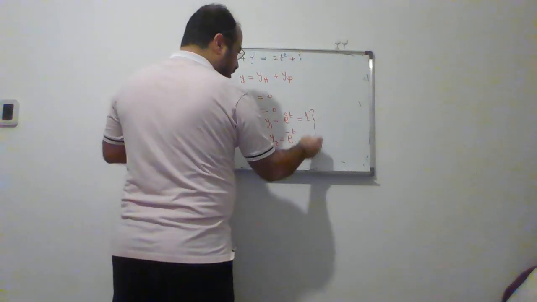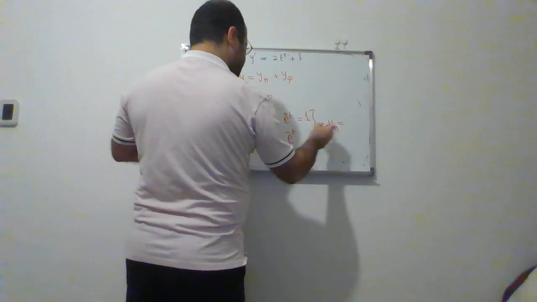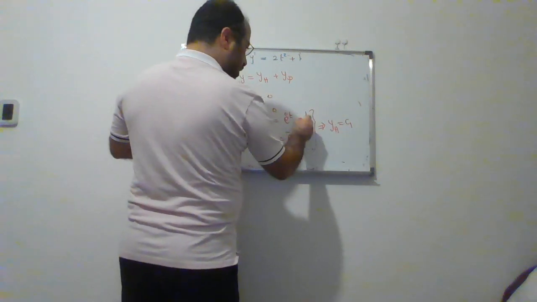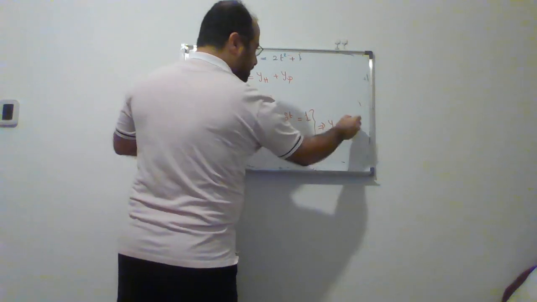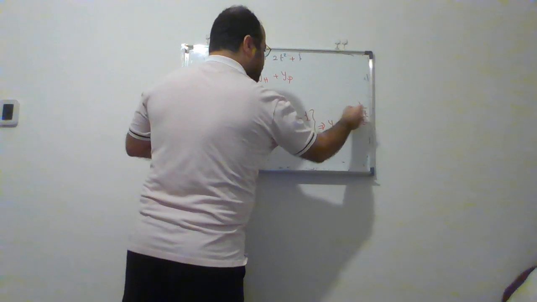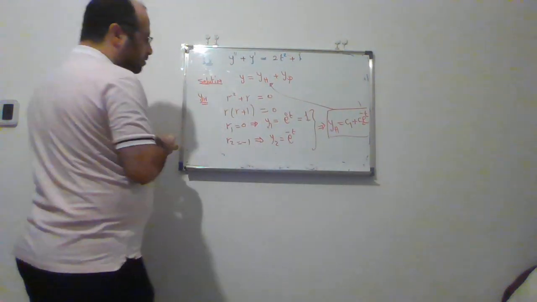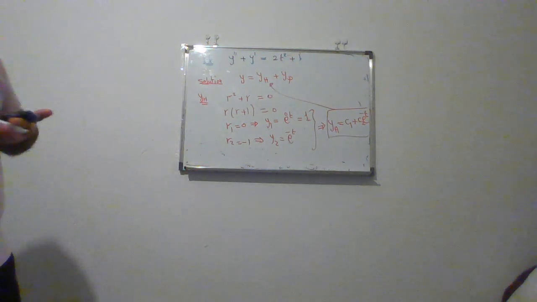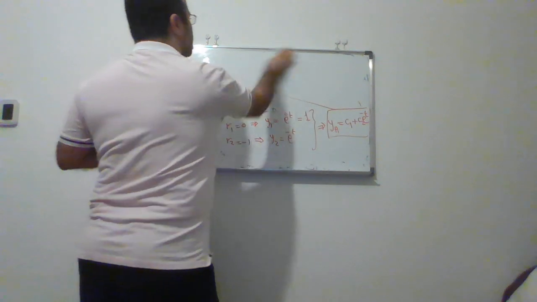And then you get the y homogeneous here equal to C1 plus C2 times e to the minus t, right? So you get the y homogeneous here, and you know what to put here. Now, let's go with the y particular. Let me keep the homogeneous so that I can show you what is going on.